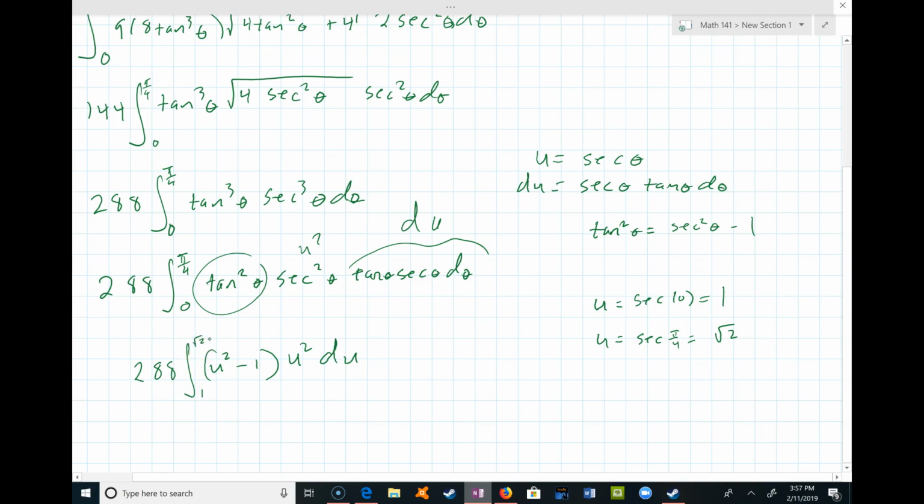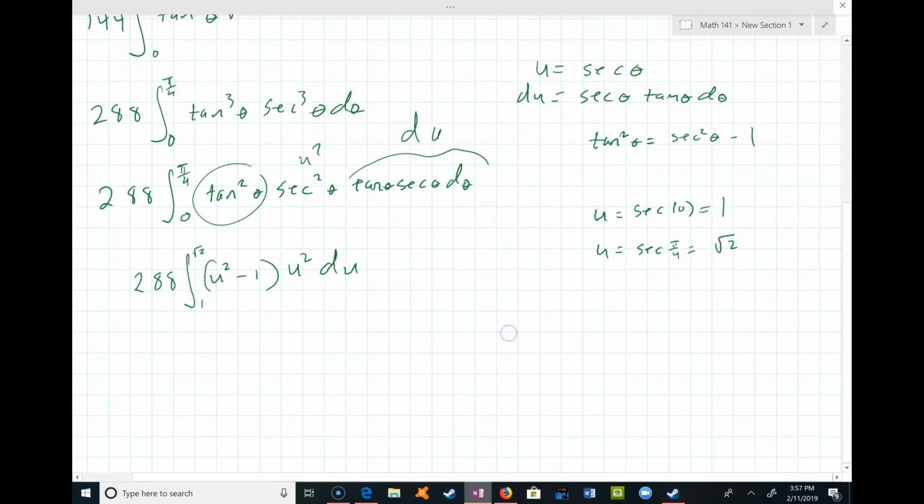Okay? Then again, we don't have to switch back when we're done. So now we can go ahead and integrate this thing. So we have 288, integral running from 1 to rad 2, and that would be u to the 4th minus u squared du. And of course, that's going to be 288 times 1/5 u to the 5th minus 1/3 u to the 3rd, evaluated from 1 to rad 2.